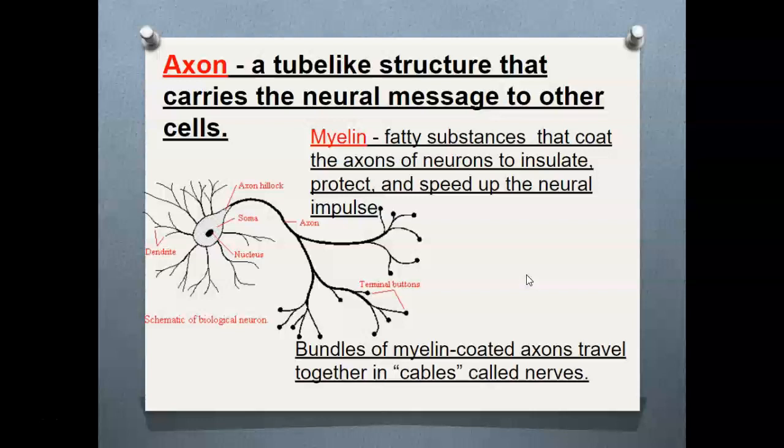The axon is a tube-like structure that carries the neural messages to other cells. I want you to picture with me a slide at a park, okay? We've all probably been to the city parks at one time or another, and I don't know about you, but my favorite slide is the one that kind of twists, and it usually has some enclosed part to it, and that reminds me of the axon. The axon is this enclosed tube-like structure that the information is going to pass through.